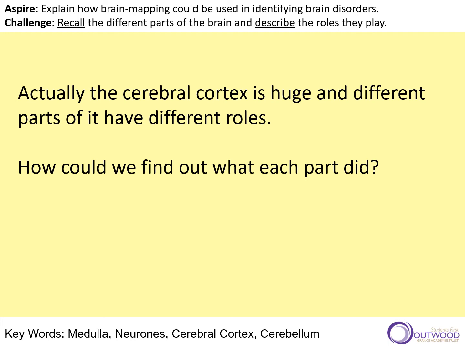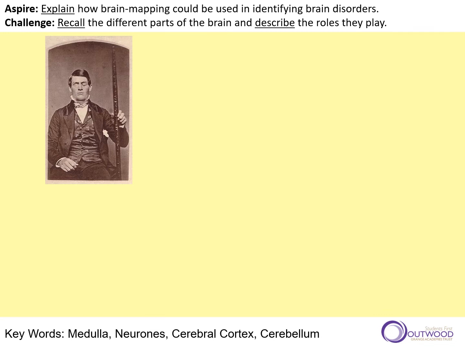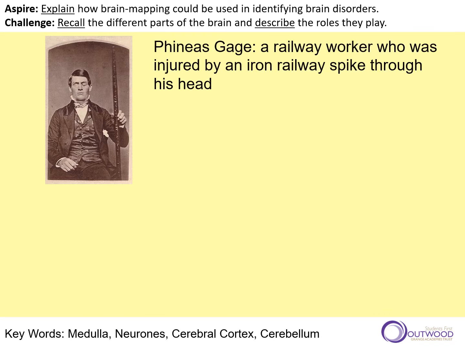Here's a question for you. How could we find out what each part did? How did we find that out? Which part of the brain did what, for us to then map out brain disorders, essentially? Well, we start off with this guy called Phineas Gage.